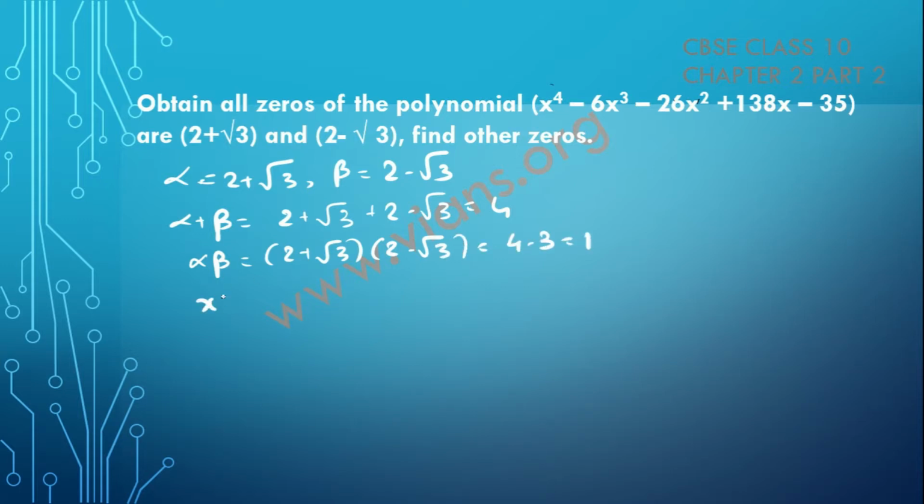So you could always write this as an equation: x square minus alpha plus beta x plus alpha beta, which is nothing but x square minus 4x plus 1. So x square minus 4x plus 1 is a factor of this particular polynomial, right? So now let me try dividing this particular polynomial by x square minus 4x plus 1 so that we can find 0 or another quadratic polynomial whose zeros we can find. Alright, so we need to do long division.